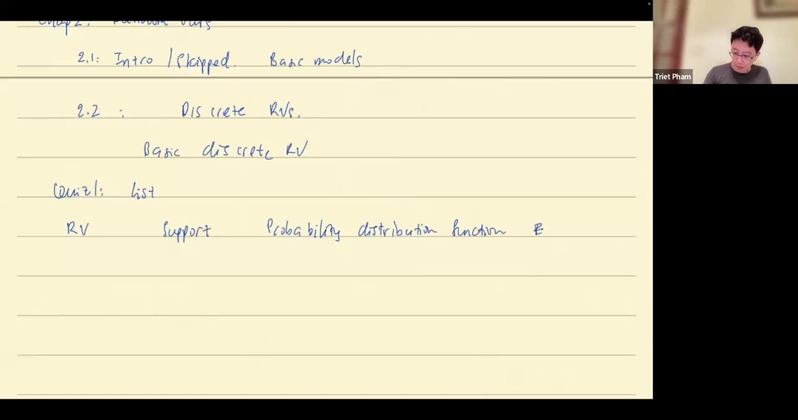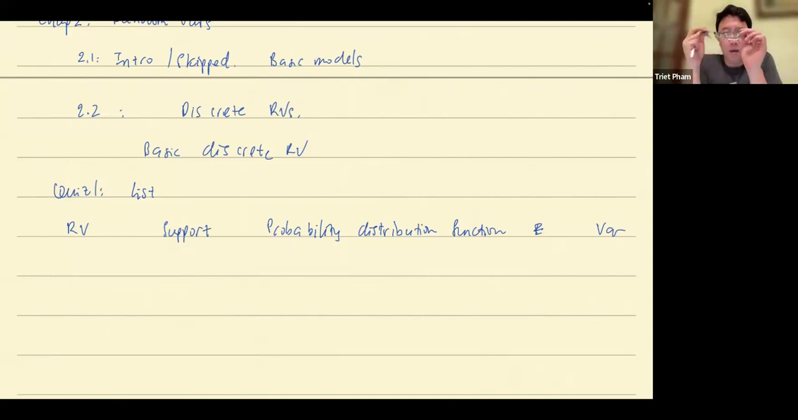Expectation and variance. All right. So I believe there are about 5 or 6 basic discrete random variables that you should know about from probability. See what you know, and then we're going to list them out.